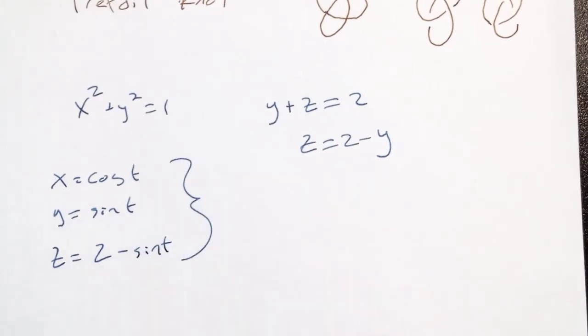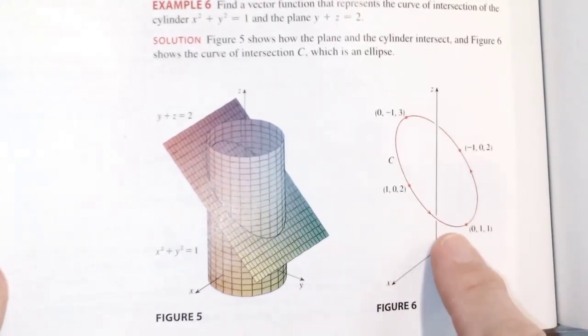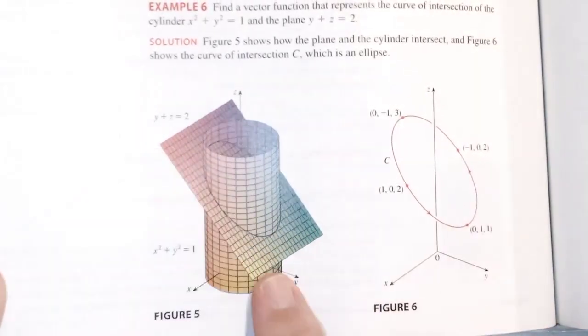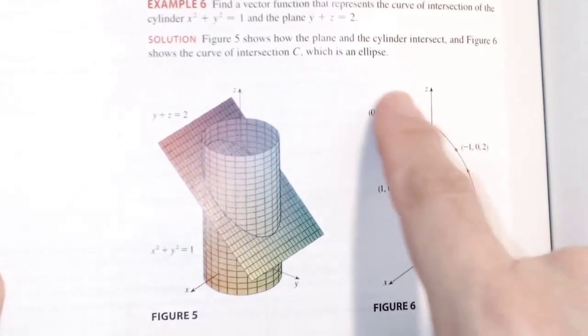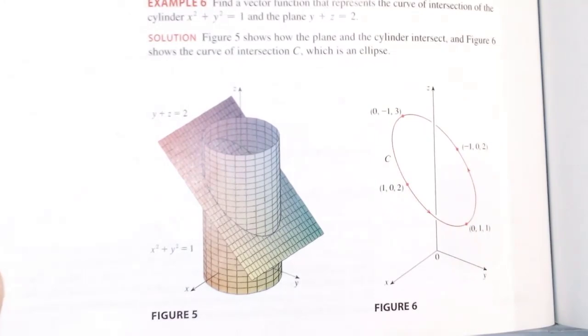If you graph those three equations in our grapher, you should get a picture like this. A cylinder intersecting with a plane gives me an oval in three-dimensional space. Page 850.